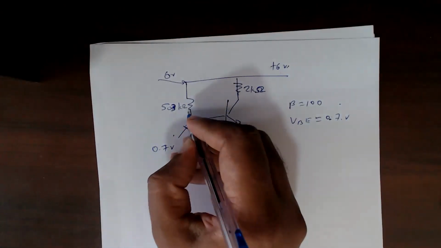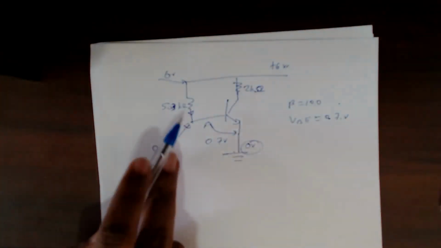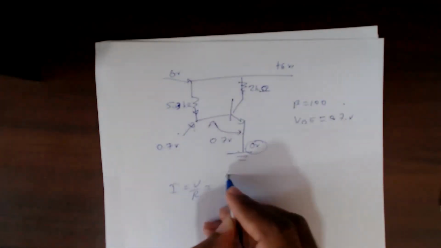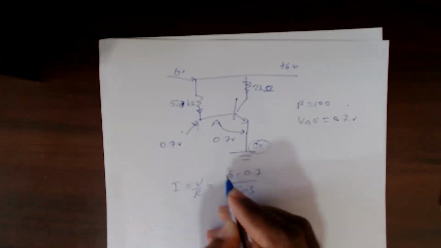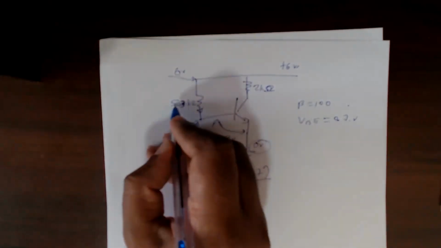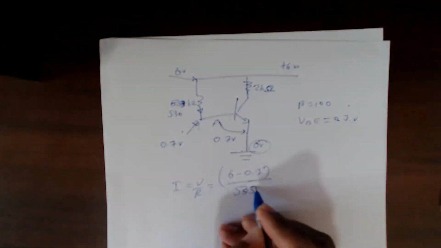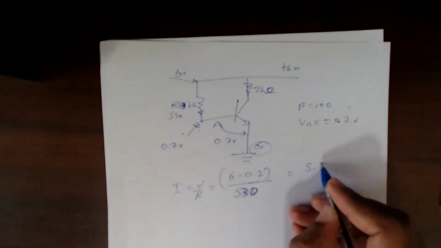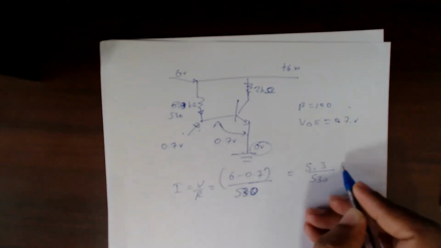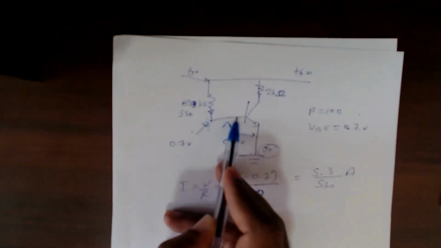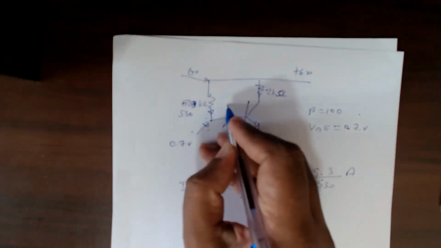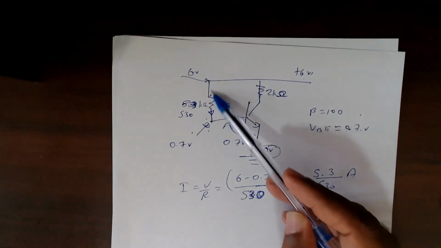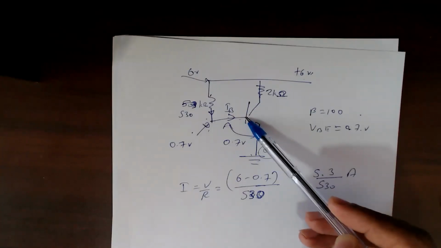So what is the current through this resistor? You can calculate the current through this one. I equals V divided by R. V is 6 minus 0.7 divided by 503. I think it should be 530. That's a small mistake. Then you can subtract it, right? You get 5.3 volt here and 530 here. This will be the current through this one. So once you know the IB, this current has to go through the base. There's no other path. This is the only line connecting this one. It has to go through the base.